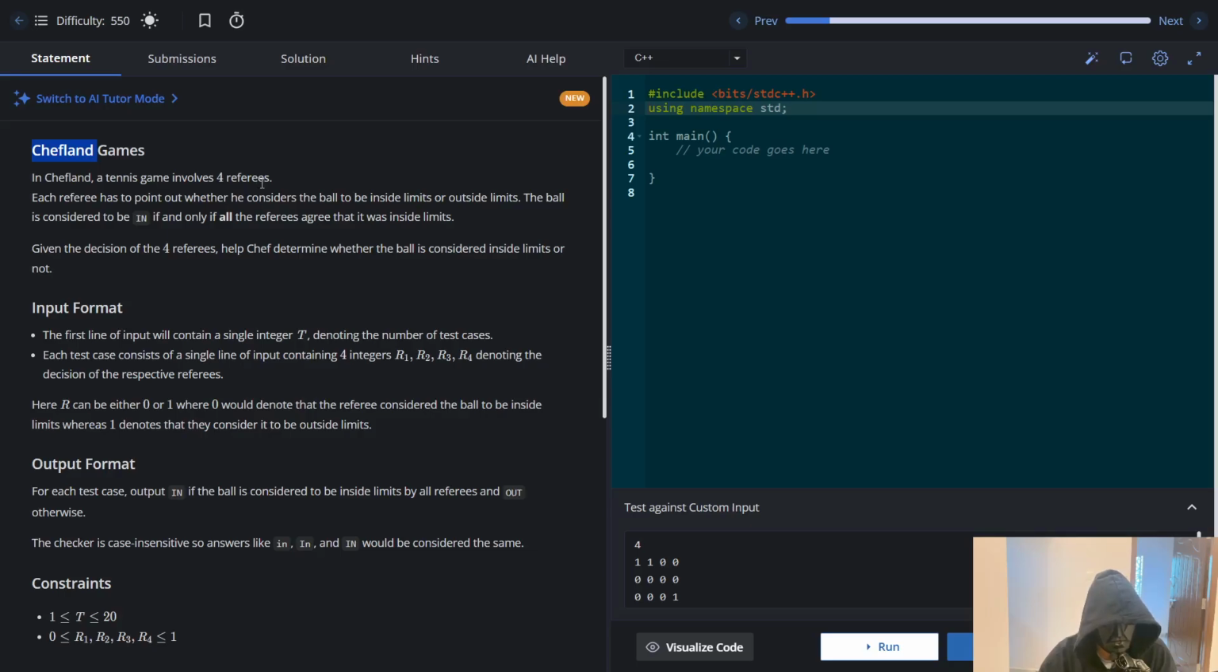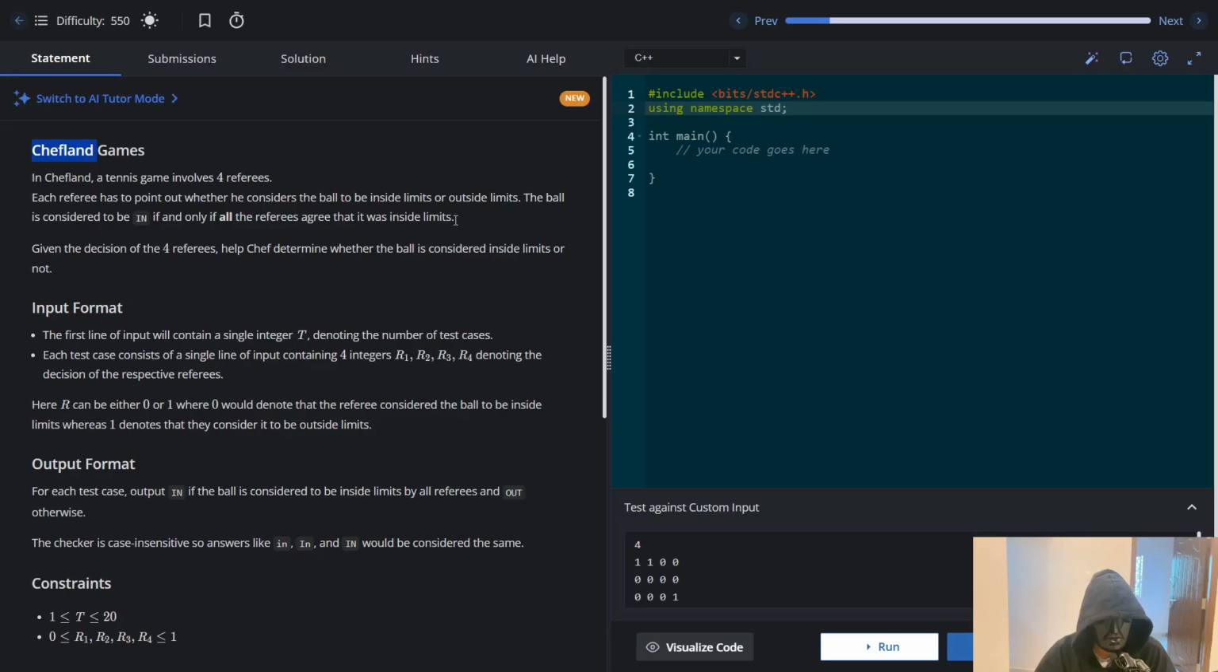In Chefland, a tennis game involves four referees. Each referee has to point out whether he considers the ball to be inside limits or outside limits. The ball is considered to be in if and only if all the referees agree that it was inside limits. If any one of the referees says it is outside, one or two or three or all four, then it is outside.